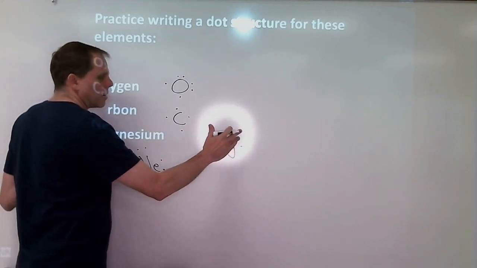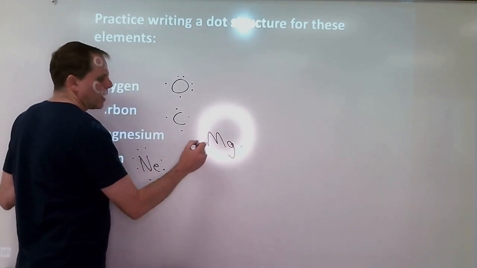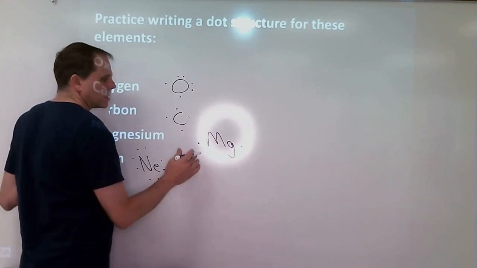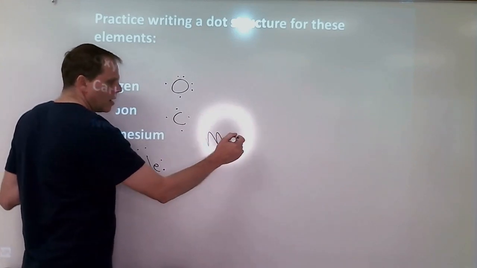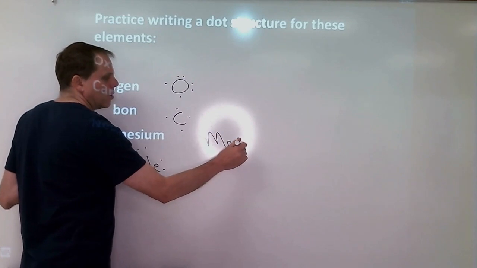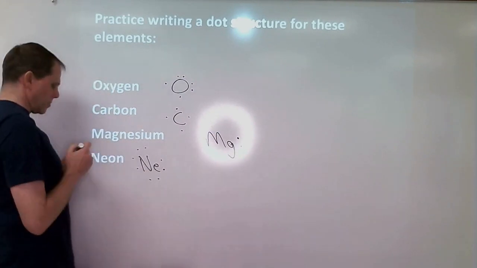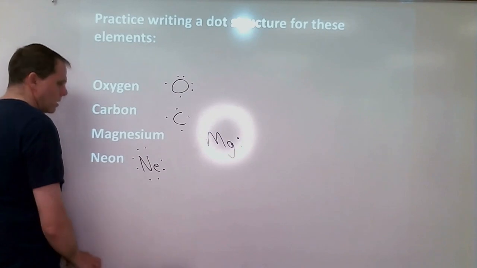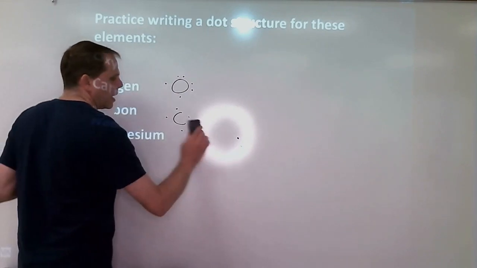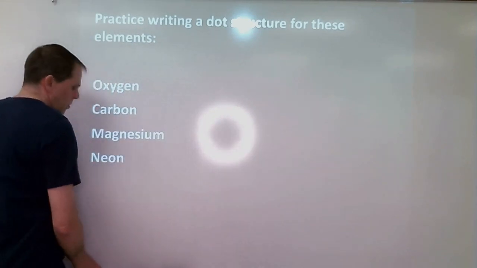On this one, could I have done my magnesium and done 1 over here and 1 over here? Yeah, you could have done that. I like to put them together because I think that they're both filling up the s orbital together, and so I like them like that. But that's not wrong to do it that way. Okay, no, the other way.